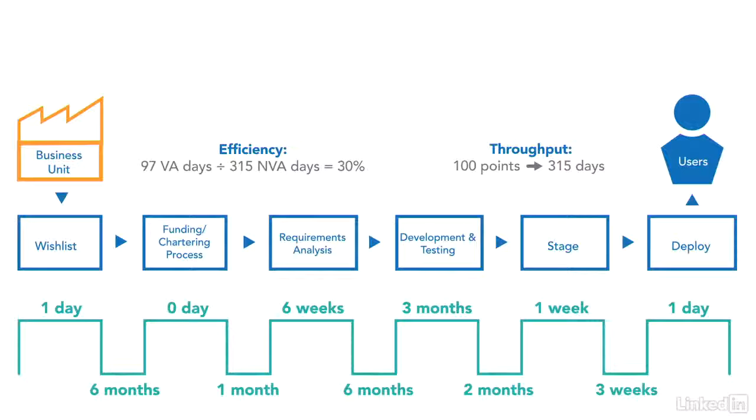The next calculation lean relies on is throughput. Throughput is simply a calculation of how much value is delivered over the course of the whole process. In this case, to deliver 100 points, it takes 315 days.